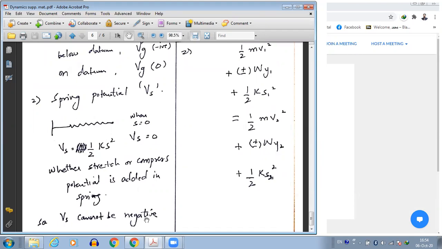Okay. So we discussed two things. We discussed gravity potential and spring potential. For gravity potential, we need to select a datum point, and based upon the datum point, we decide whether the potential is positive or negative. But the spring potential can never be negative. The minimum is 0 when the spring is in its original state, and if you compress or stretch it, it will be positive. The potential energy stored in it will be half ks squared, where s is the stretch.